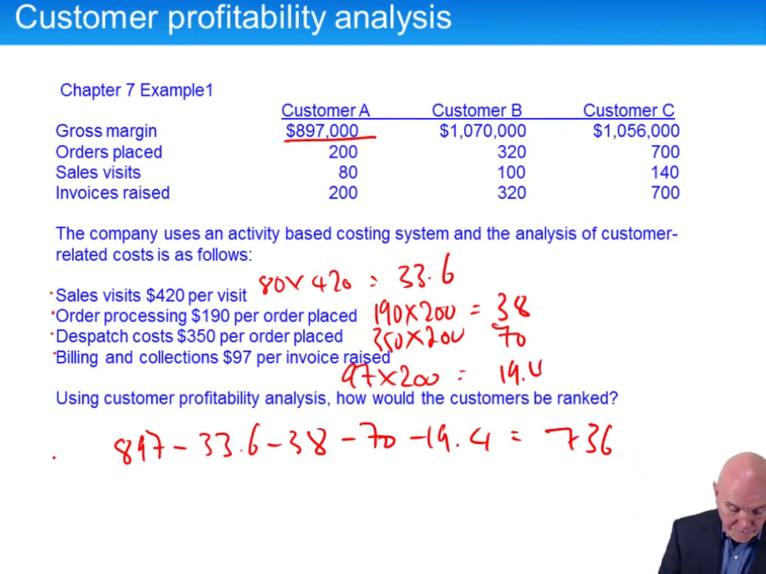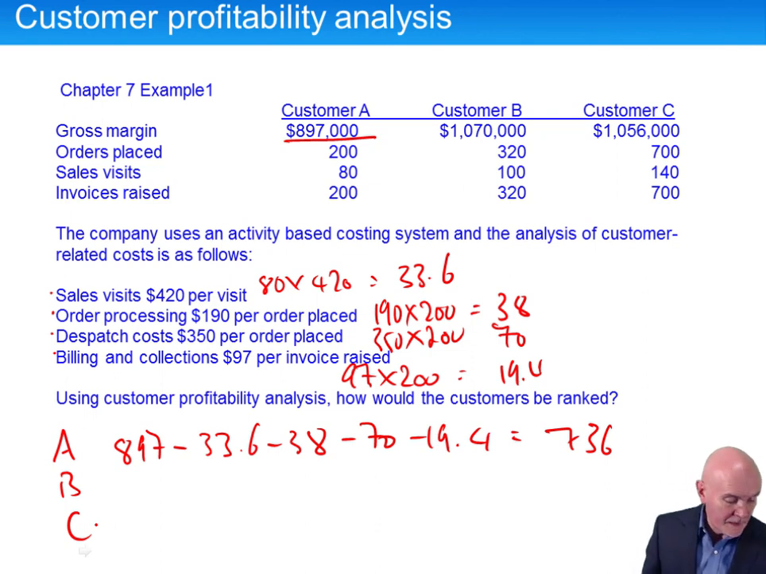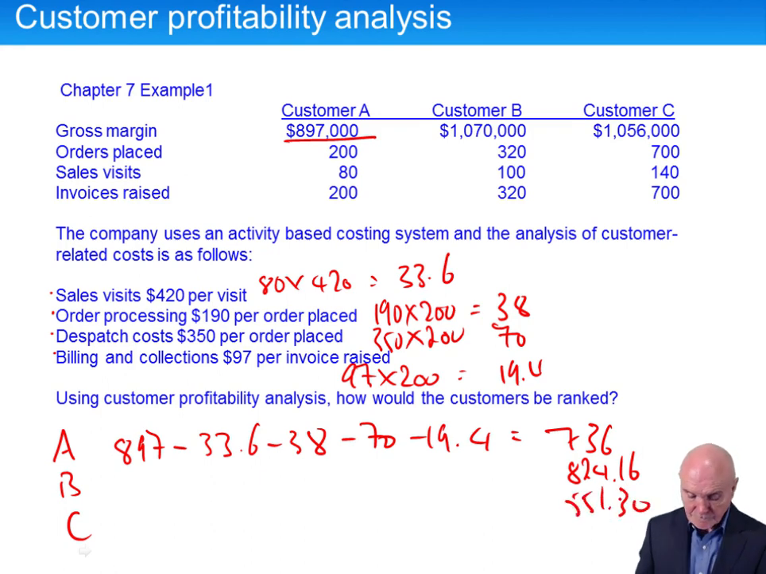If you do the other ones, by looking at the answer, you will see that B is going to come out with about 824.16. And the third one is going to come out at 551.3. So customer B is still the most profitable one, but instead of customer C coming next, it is customer A.